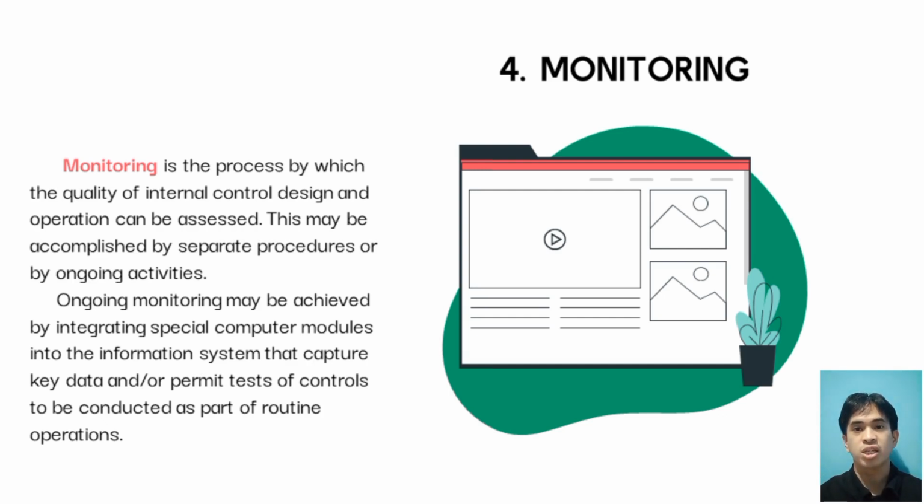Ongoing monitoring may be achieved by integrating special computer modules into the information system that capture key data and permit tests of control to be conducted as part of routine operations. Embedded modules thus allow management and auditors to maintain constant surveillance over the functioning of internal control.